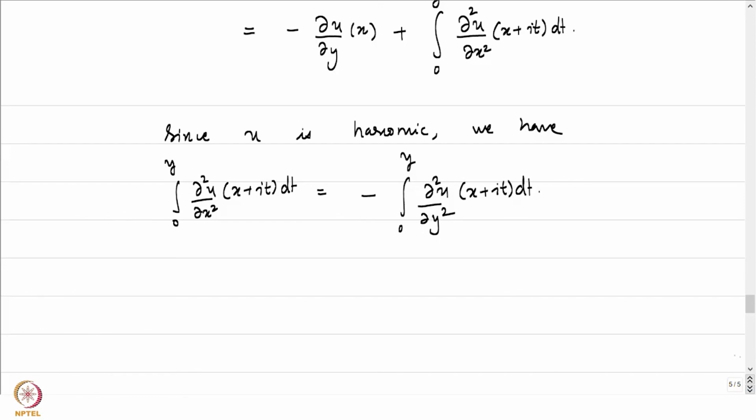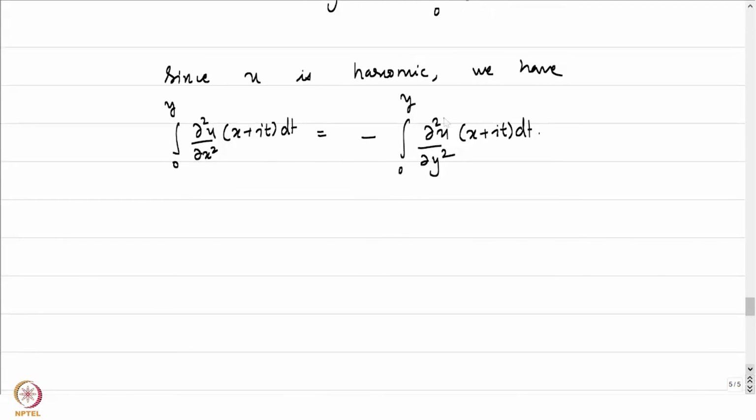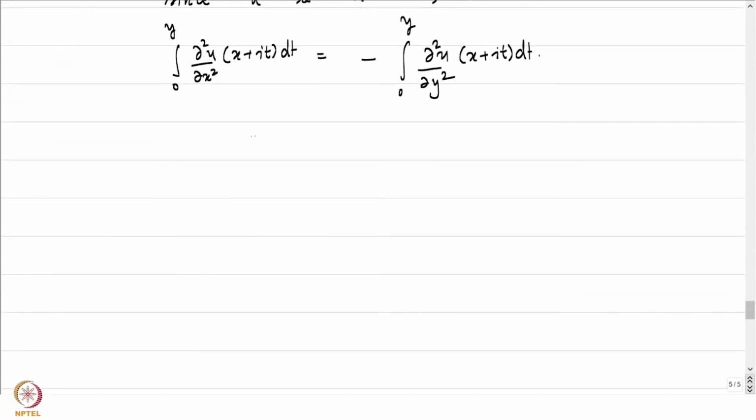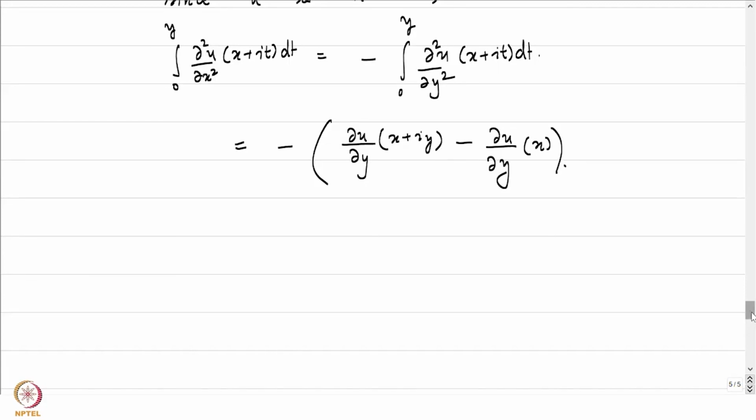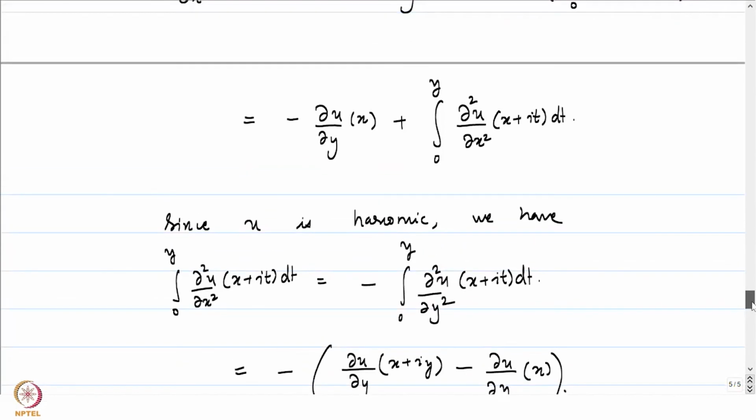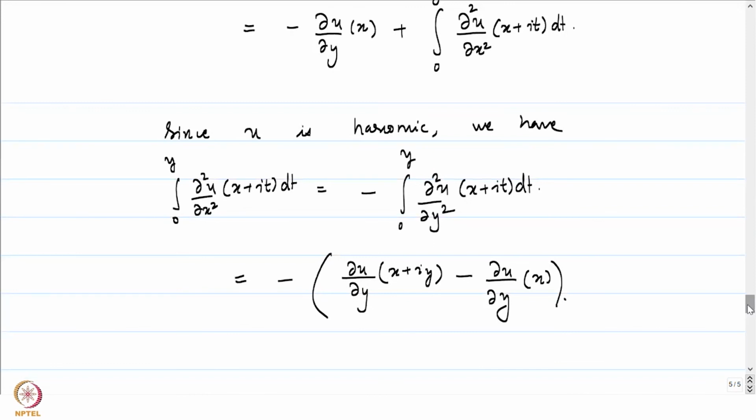now we are in an interesting situation. We will now apply the fundamental theorem of calculus again, because ∂²u/∂y² is the derivative along the y direction, and by applying the fundamental theorem of calculus, this is going to be equal to minus of ∂u/∂y of x plus iy minus ∂u/∂y of x. Yes, we are in good shape because this expression can now be replaced by this expression.